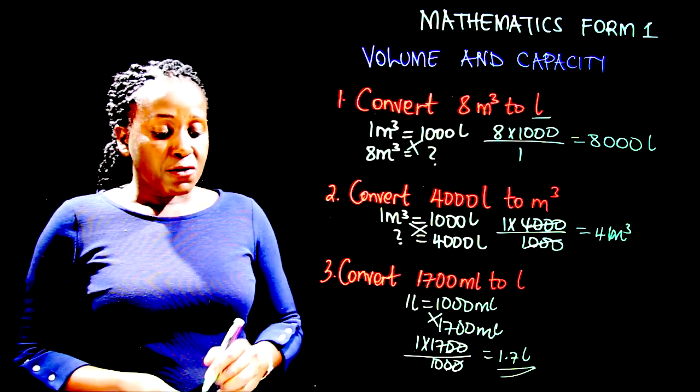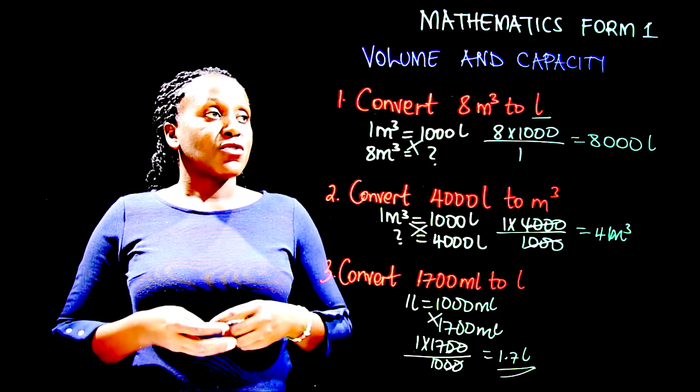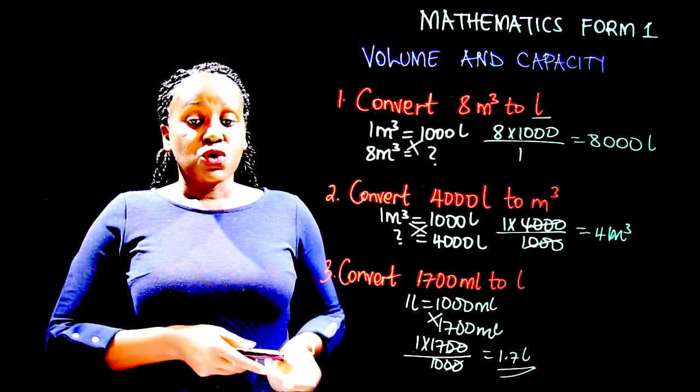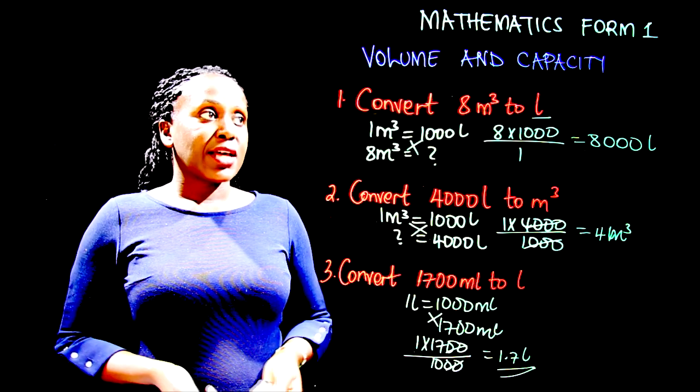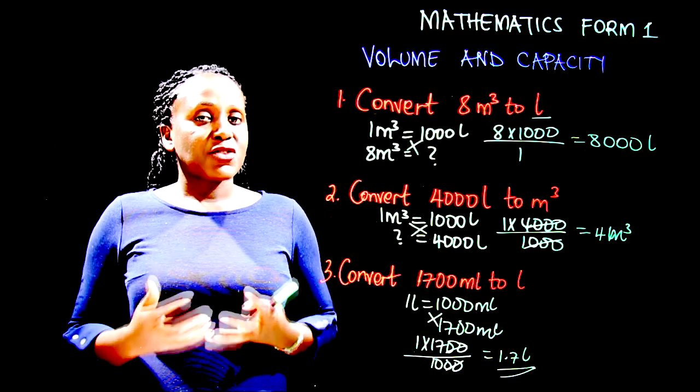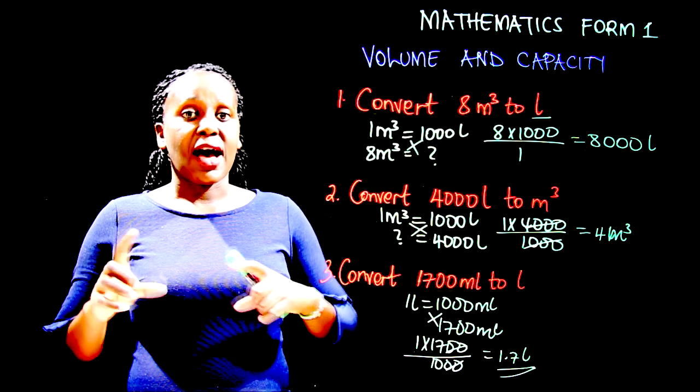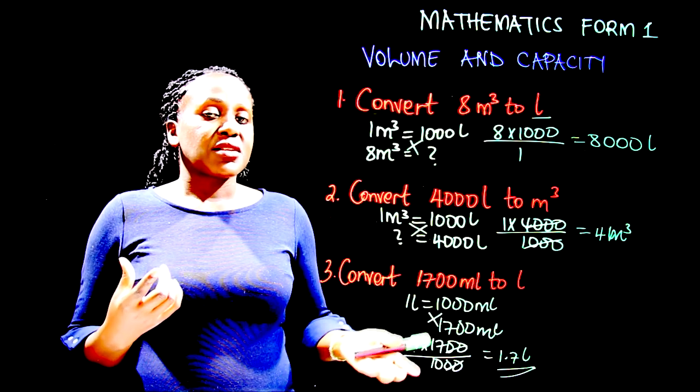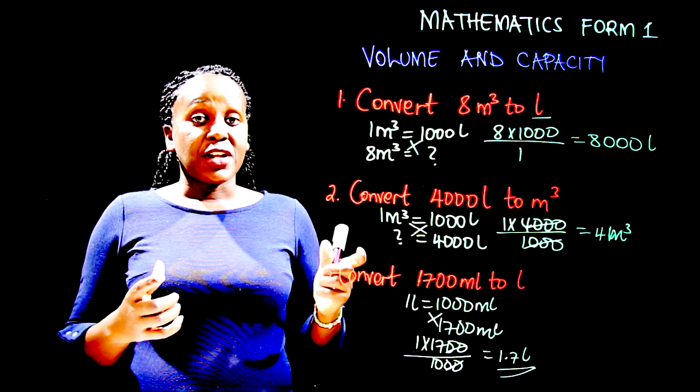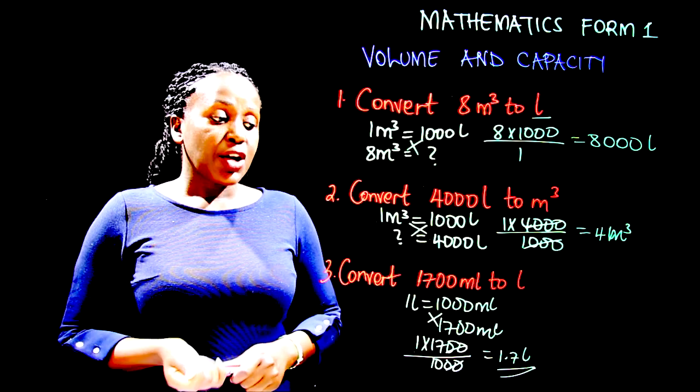So that is how you convert between units of volume and capacity. So the two are used interchangeably, because volume refers to the amount of space occupied by a container and capacity refers to the amount of liquid that the same container can hold.